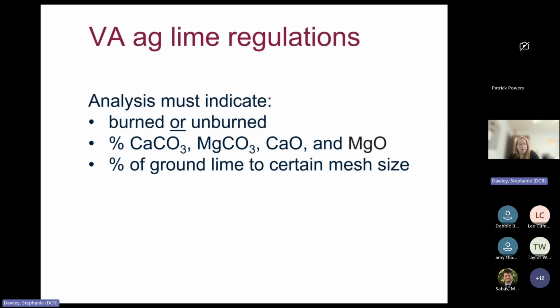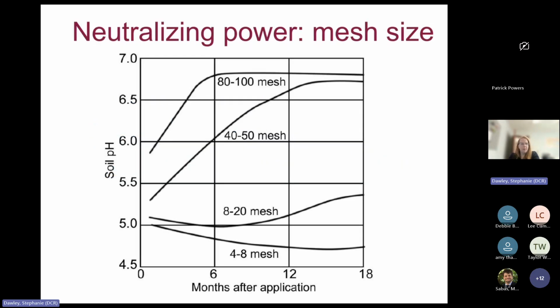Analysis must indicate if it's burned or unburned, the percent calcium carbonate, magnesium carbonate, CaO, and MgO, and the percent ground to a certain mesh size. So you're going to get your full workup of information. We have a scale here which shows the neutralizing power of mesh.